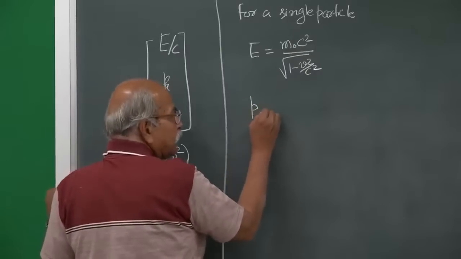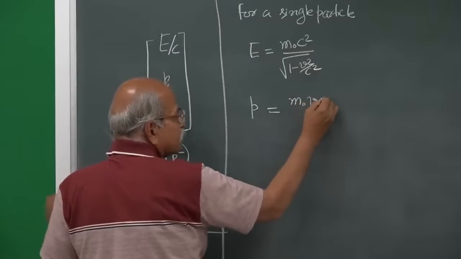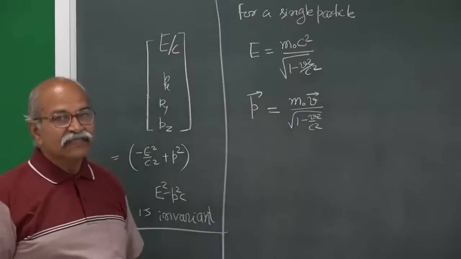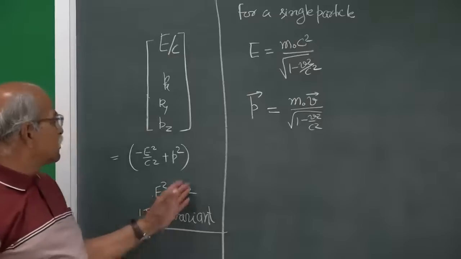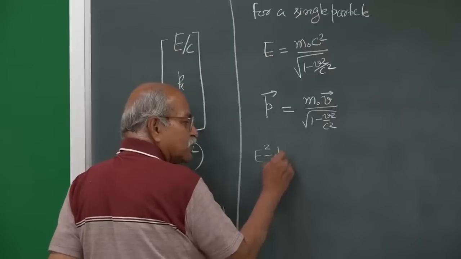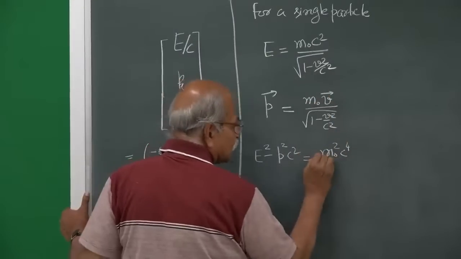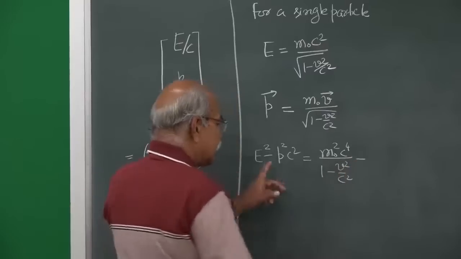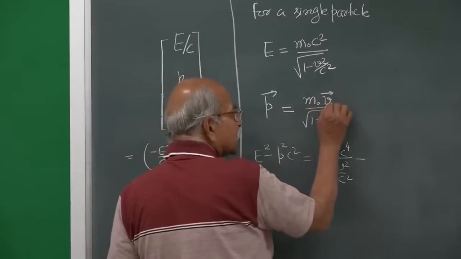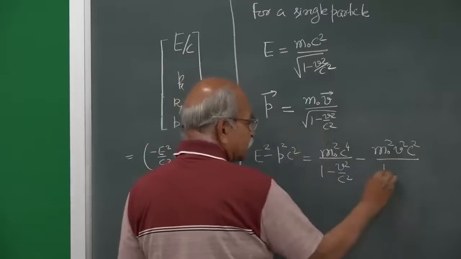and P is given by, let us take motion in the x direction. So, P will be m naught times V divided by gamma, that is, square root of 1 minus V square by C square. If you take the vector, it is this, that is P. So, what is E square minus P square C square? For this particular case, a single particle, you can calculate from here. So, E square minus the magnitude of linear momentum square times C square is equal to the square of this. So, m naught square C to the power 4 divided by 1 minus V square by C square, and then minus P square C square. So, square this, magnitude square this and multiply by C square. So, it is m naught square V square C square, divided by 1 minus V square by C square.